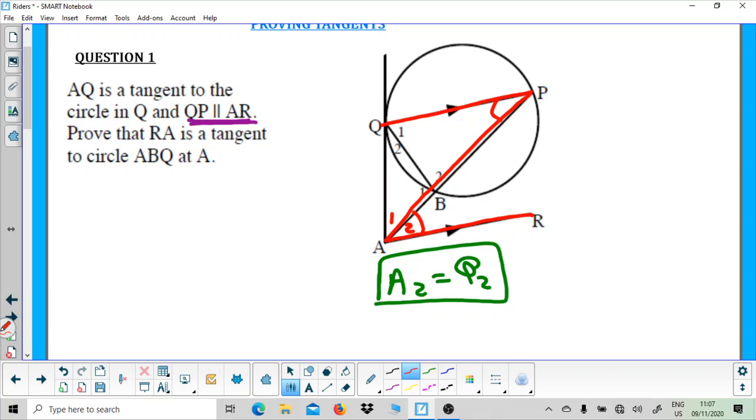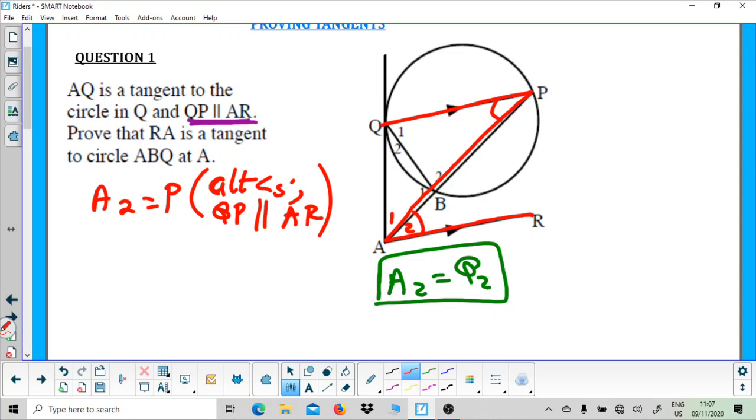Before I write it down, I just want to see if this is going to help me in any way. Yes, I just noticed it will. So I'm going to write A2 is equal to angle P. And everyone can see that these are alternating angles, and that is QP is parallel to AR, like that. After we do that, let's remove those ones. We are done with the parallel lines.